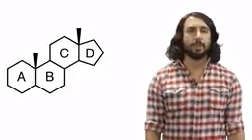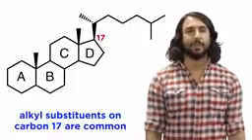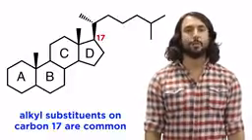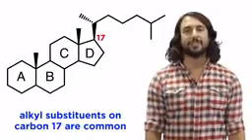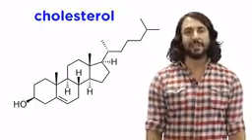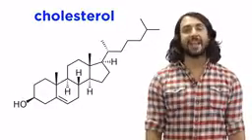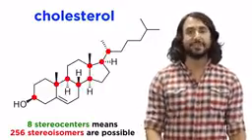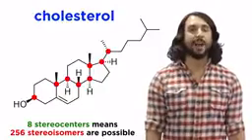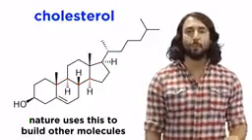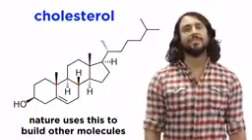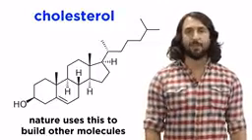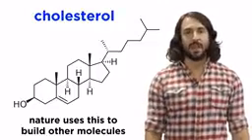Now, where else do steroids vary in structure? A common location for a substituent is carbon 17. Different alkyl groups at this location will generate different steroids, one of which is cholesterol. Cholesterol has 8 stereocenters, which means 256 different stereoisomers of this structure are possible, but only this specific one is cholesterol.